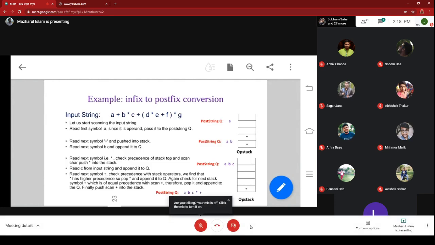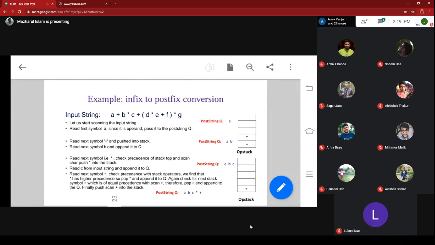From these two operators pushed to the op stack, what conclusion can you draw? A high priority scan character can be pushed when the top of the stack holds a low priority operator. But the reverse is not true. A high priority operator can be pushed on the stack when the top of the stack has a low priority operator. This is my statement, but the reverse is not true.